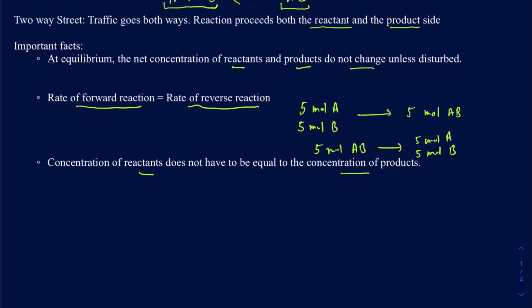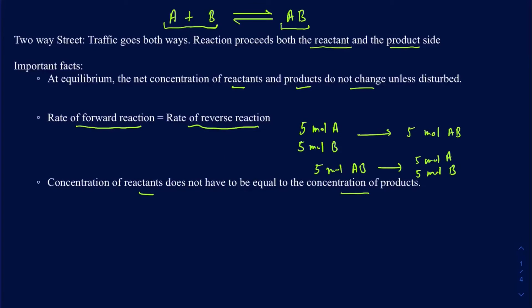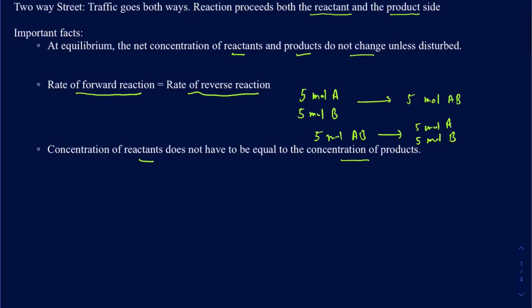The typical question they would ask you is whether the concentration of reactants is always equal to the concentration of products at equilibrium, and that's false. We'll talk about how you determine the relative ratios of the concentrations of products and reactants in a separate video. But I just want to touch base on equilibrium in this particular set here.